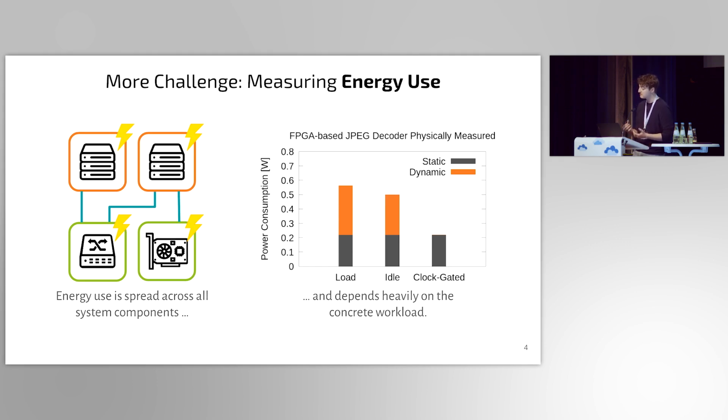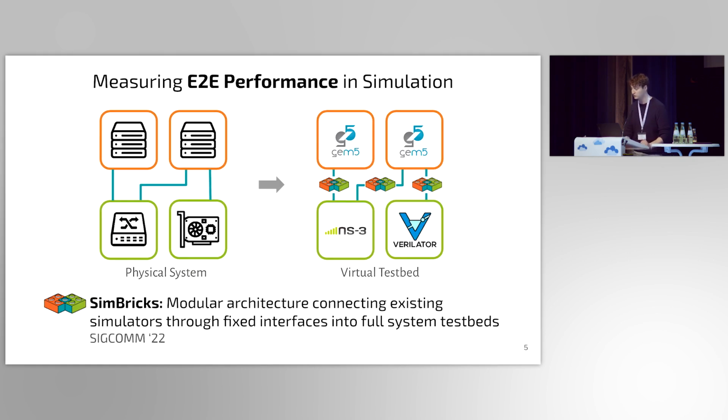And this is even further complicated by a commonly used hardware mechanism called clock gating, which inhibits the clock driving certain unused parts of the accelerator to save energy. So all of this really highlights that we need information about our workload to be able to accurately determine energy consumption. How do we get that?